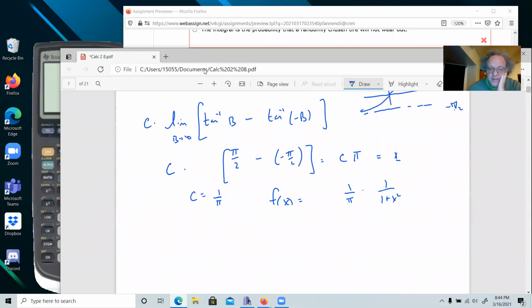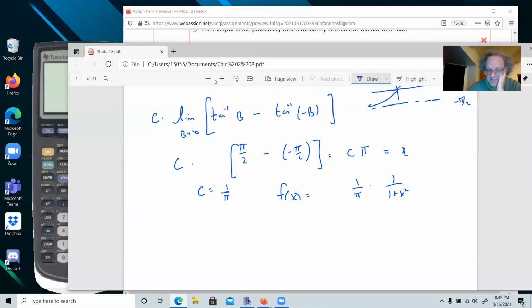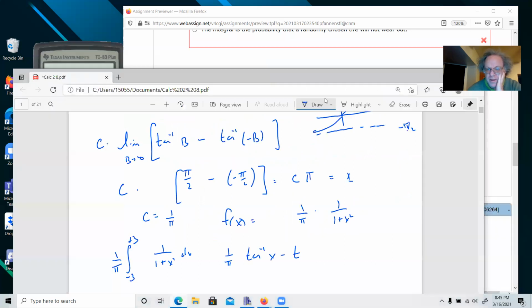Next thing, they want to know what's the value between negative 3 and positive 3. So at that point, we do negative 3 to positive 3. We don't have to deal with a limit. This is 1 over pi, 1 over 1 plus x squared dx. Knowing that this is also inverse tangent, this is 1 over pi times tangent inverse of x, evaluated from negative 3 to 3.